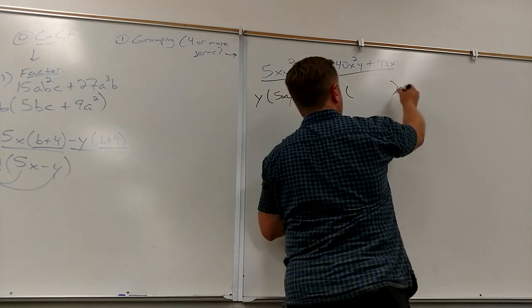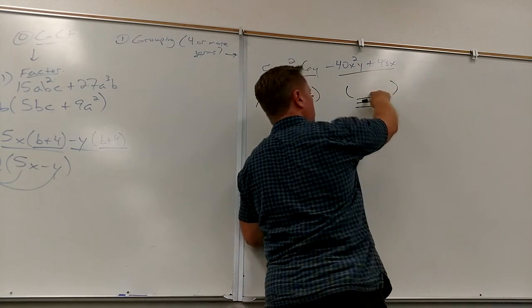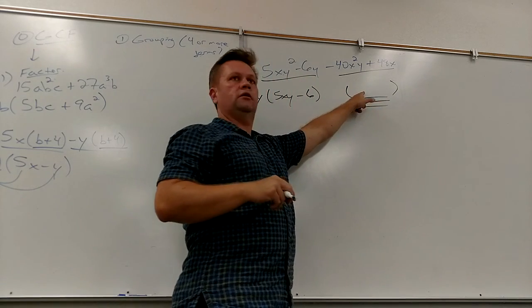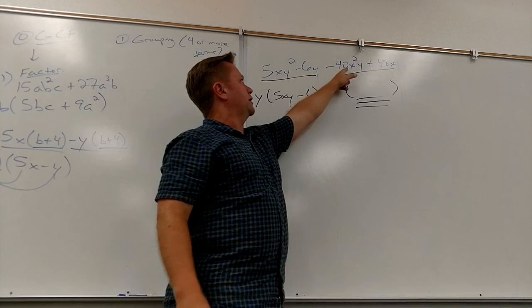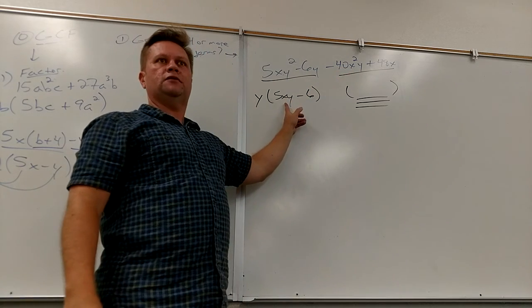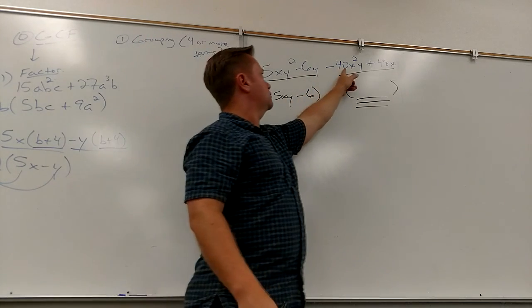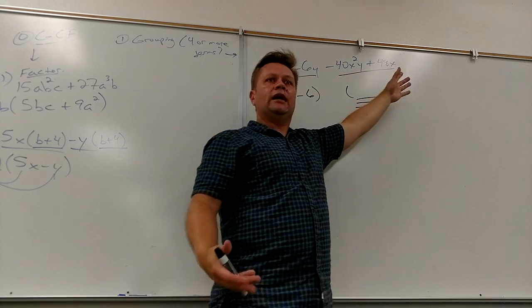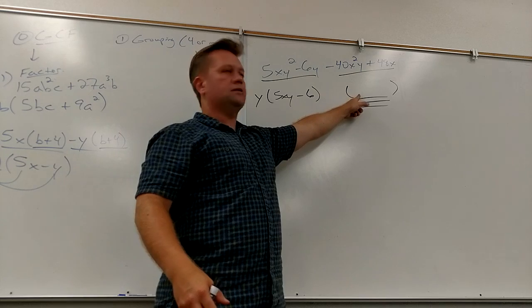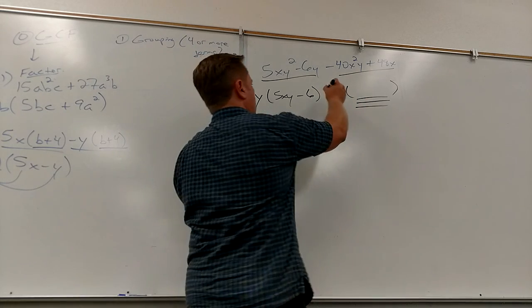Whatever this is, what's the only thing this could be for this to work? What has to be here? This! So what do I take out of negative 40x squared y to make it become 5xy? Negative 8. And do you see how that's what these have in common? They have an 8. How do I know to take a negative out? Because it's supposed to be positive 5. So take a negative 8x.